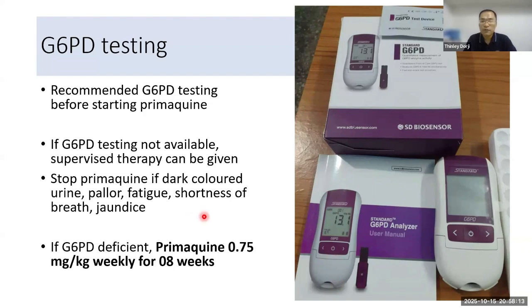However, if you're in a center where G6PD testing is not available, then the guideline allows you to deliver primaquine as supervised therapy. As a result of primaquine, if there is hemolysis, there will be dark colored urine, pallor, fatigue, shortness of breath, jaundice. These are the symptoms. And in your laboratory examination, you will have decreasing hemoglobin.